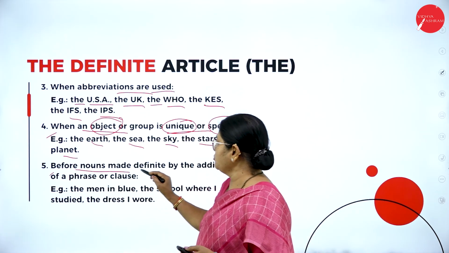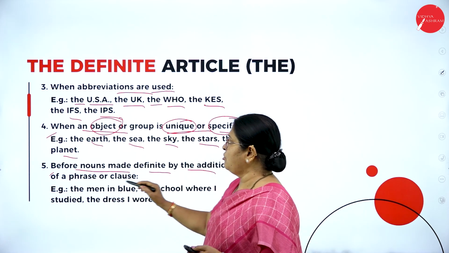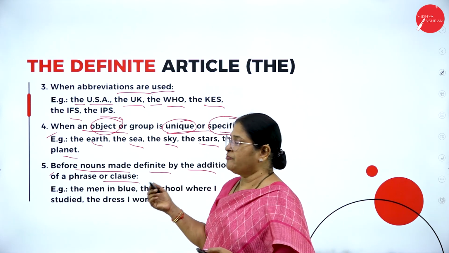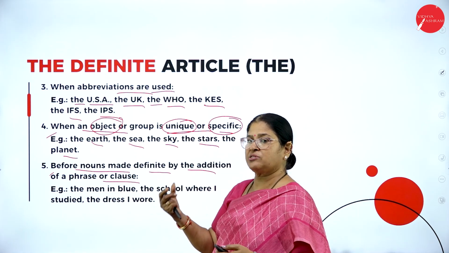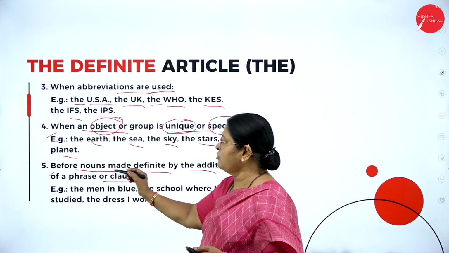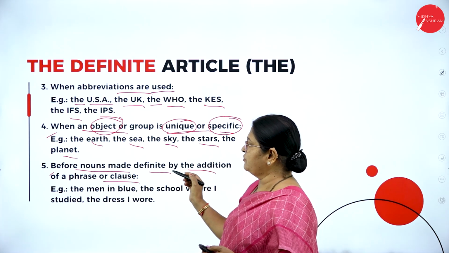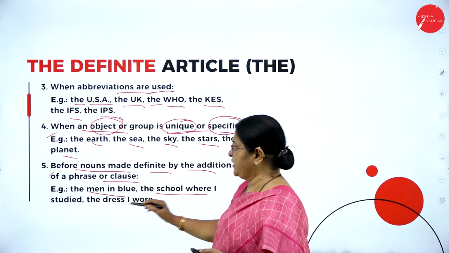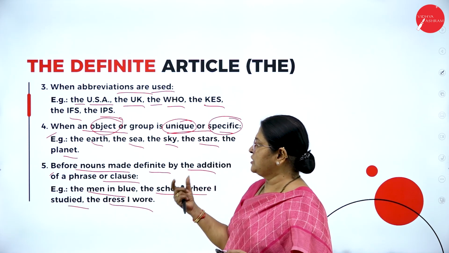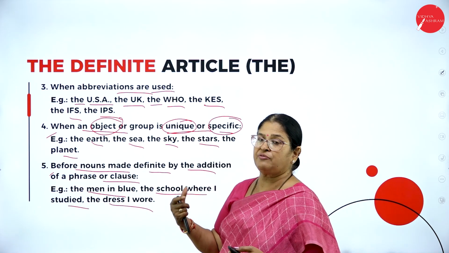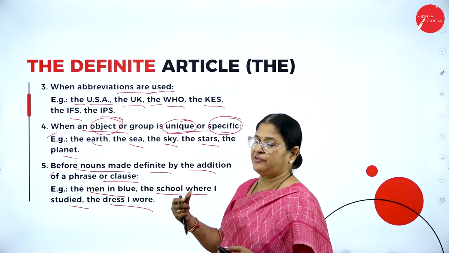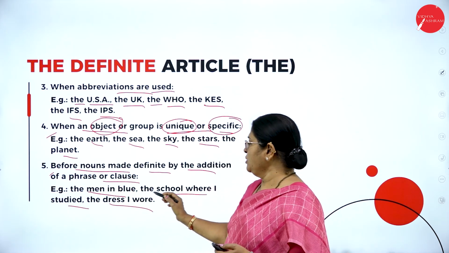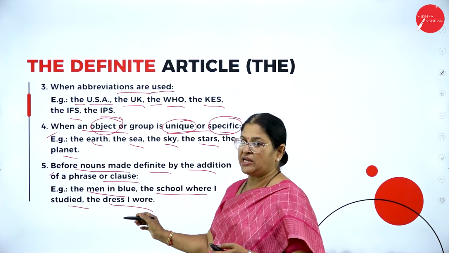Next, before nouns made definite by the addition of a phrase or a clause. A phrase or clause is nothing but a set of words. So before nouns made definite by the addition of a phrase or a clause: the men in blue, the school where I studied, the dress I wore. So when we use a set of words, a phrase or a clause, at that point of time we use the definite article called the. Like for example, the men in blue, the school where I studied, the dress I wore.